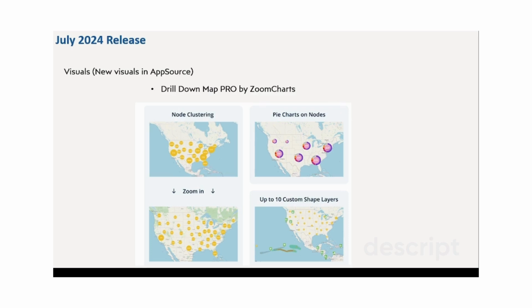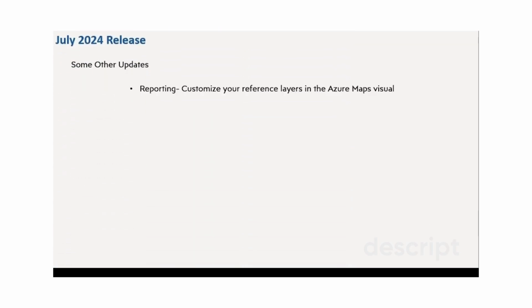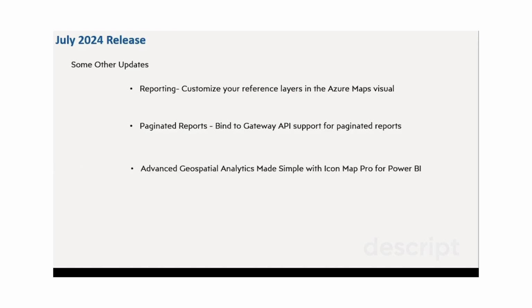And to have a conceptual and practical understanding of row level security, check section 10 video 77. Moving on, we have a couple more updates. If you are using the Azure Map for your visuals, a reference layer has been added. You can check it. It is a very good enhancement in the Azure Map visual. Also for paginated reports, they are now directly integrated with the Gateway API for data refresh, and a new icon map for Pro Power BI has been added. So these are the updates so far in Power BI.